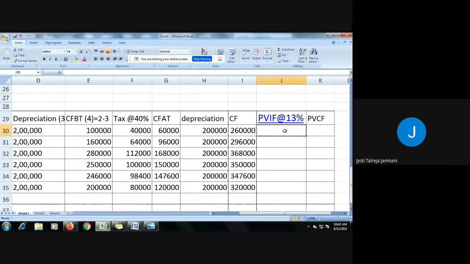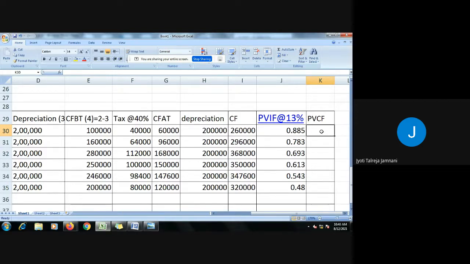It is 0.885, then 0.783, 0.693, 0.613, 0.543, and 0.480. So these are the present value interest factors at 13%.